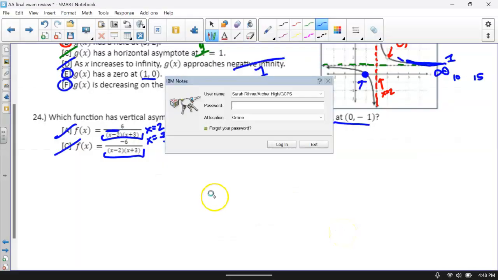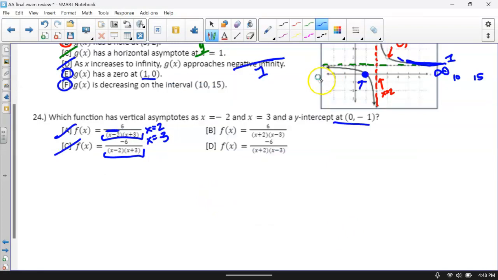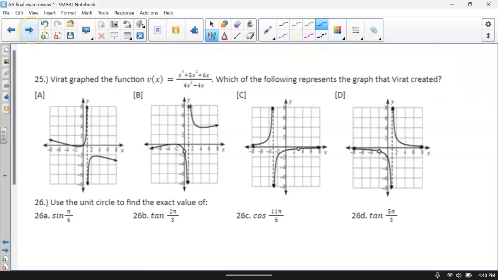Oops, sorry about that. I don't know what's happening. Sorry. The answer is B. There we go. All right.